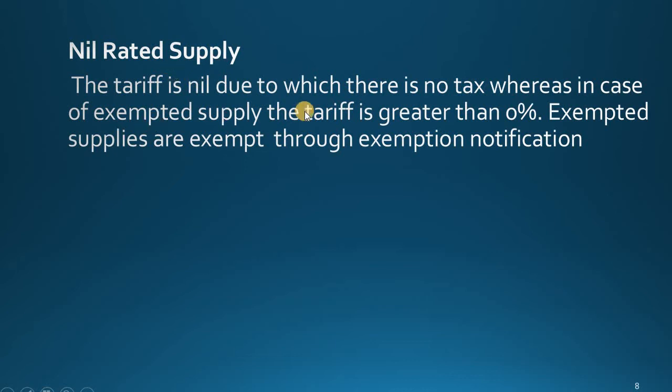Whereas in case of exempted supply, the tariff is greater than 0%. Here the tariff may be either 5% or 28%, but that is exempt from tax. So that you have to remember. This is the difference between nil rated and exempted supply. Exempted supplies are exempt because of the notification issued by the GST Council. Nil rated supply means your tariff itself is 0. So exempt supplies are exempt through exempt notification.